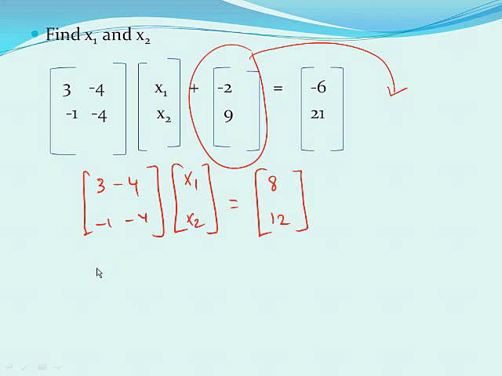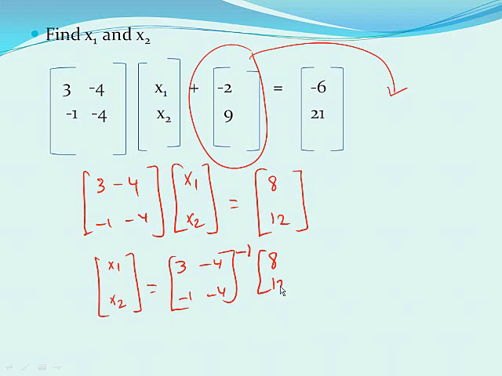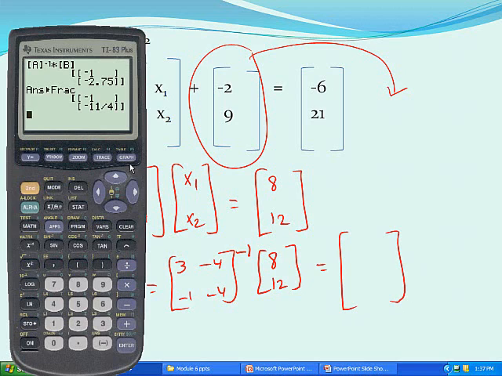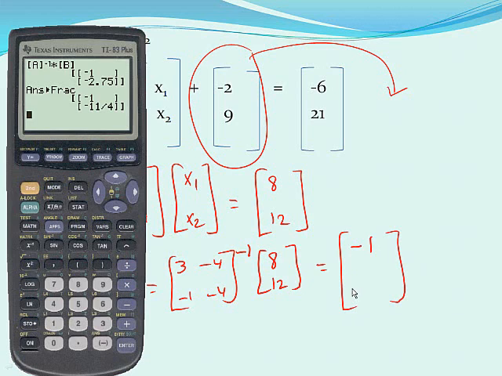So from here, my solution will be using the inverse. The inverse of [3, -4; -1, -4] multiplied with the 2 by 1 matrix [8, 12]. Now once I do this on the calculator, I will get negative 1, negative 11 over 4. So my x1 value is negative 1, x2 value is negative 11 over 4.